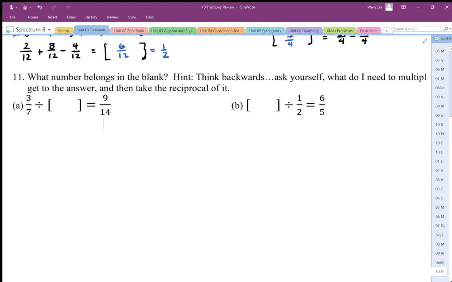For these ones here, these are times and divide. So this one's really quite difficult to think about because I have this 7 over 3 and I'm going to divide by some unknown number which I'm trying to figure out, and I end up with 9 over 14. So there's kind of lots of ways we can do this.